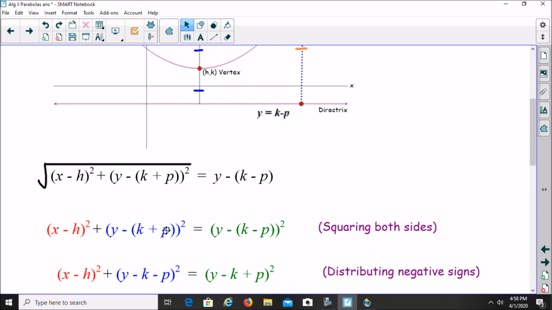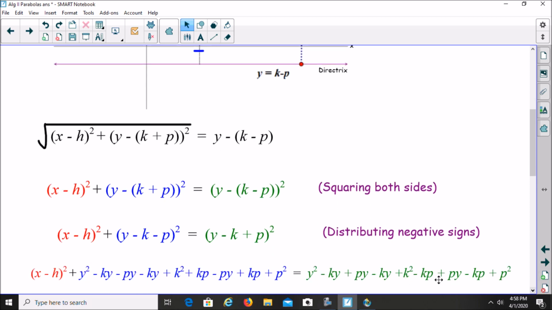Next, I would like to distribute the negative sign so that my trinomial is now simply y minus k minus p on the left-hand side, and I have a trinomial y minus k plus p on the right-hand side. Each trinomial needs to be squared. I would encourage you to try to do this. If you multiply out the trinomial y minus k minus p, you will get these 9 terms in blue. Likewise, on the right-hand side, if you multiply out y minus k plus p, you'll get these 9 terms in green. I am not going to multiply out the x minus h quantity squared. That's part of the standard form, as you'll see shortly.